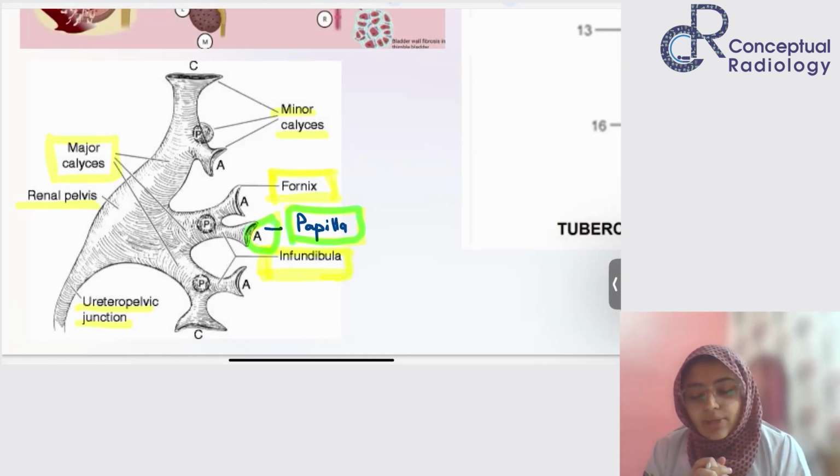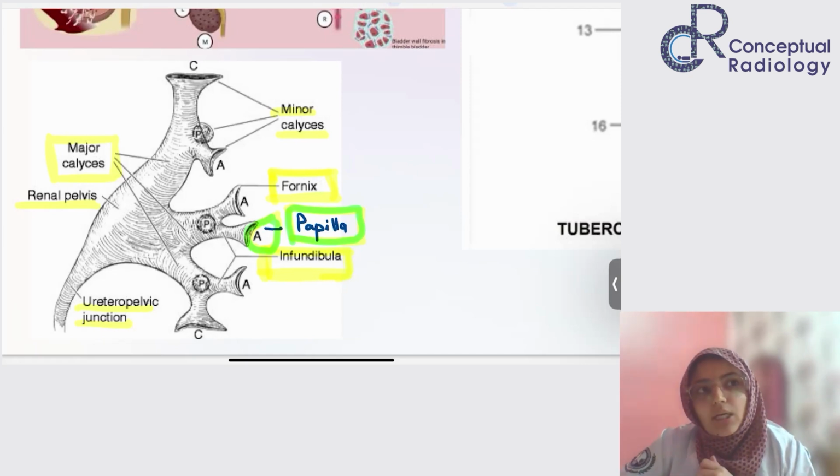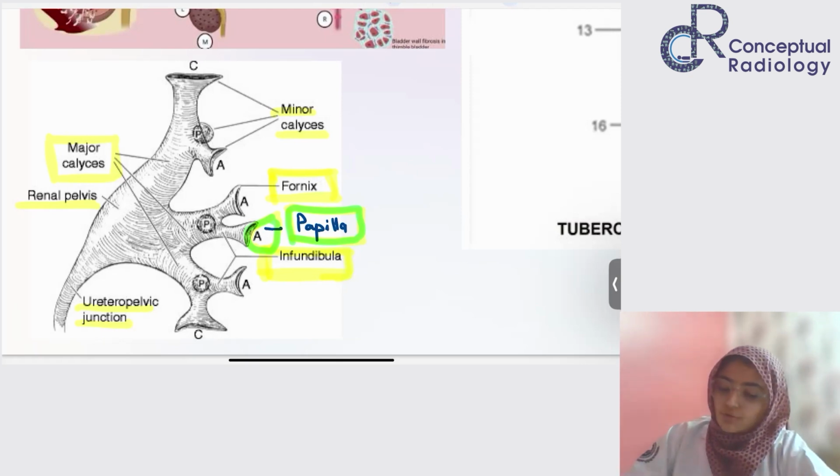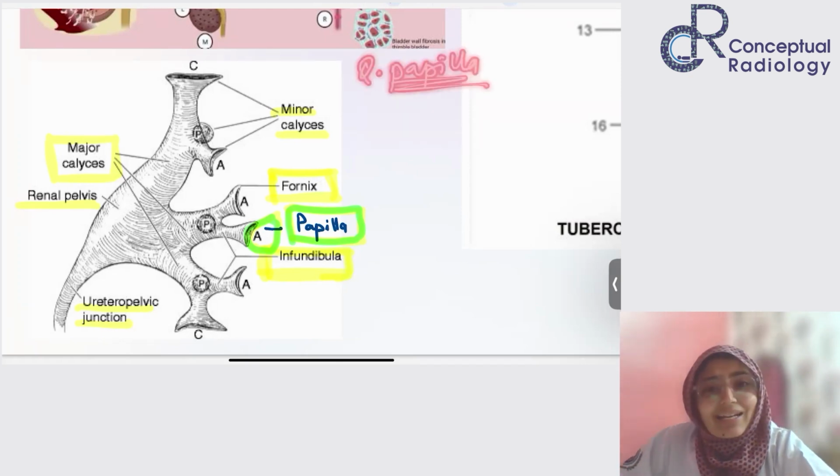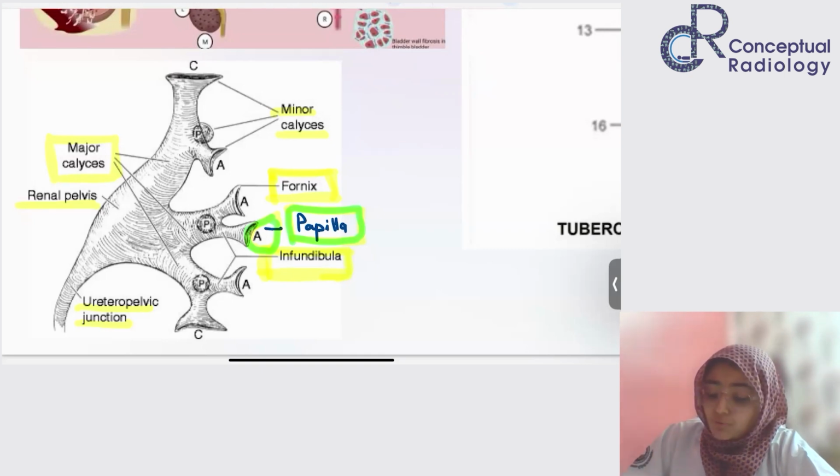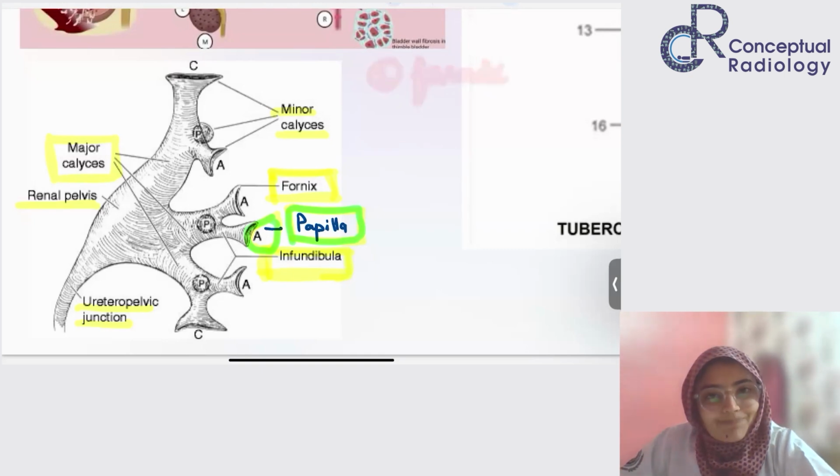So it's a quick question to you guys. What do you think? The papilla is a part of what? Is it a part of the collecting system or is it a part of the parenchyma? And if parenchyma, what part of the parenchyma is the papilla a part of? So your question is, what is the papilla exactly? Number two, what is the fornix after that? It's a part of what?